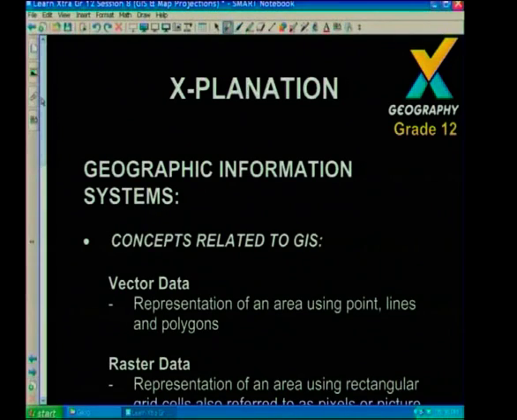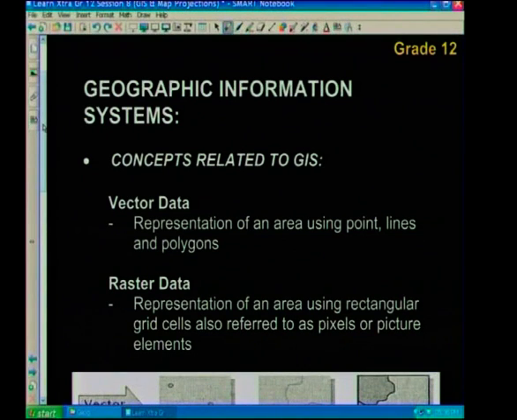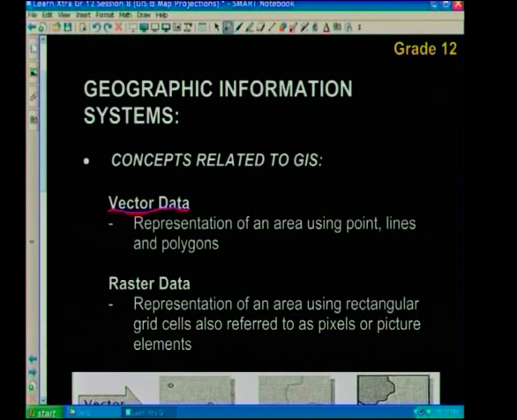Okay, let's look at further concepts related to GIS that you will be tested on. The next two concepts also, we can look at them together. Vector data, representations of an area using points, lines, and polygons. Now what are those points, lines, and polygons?